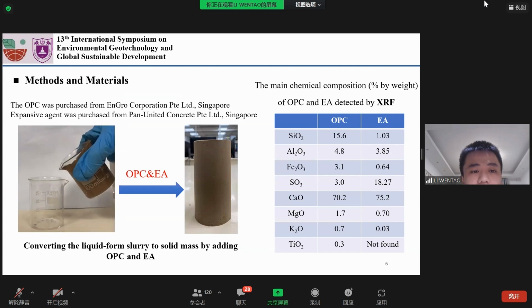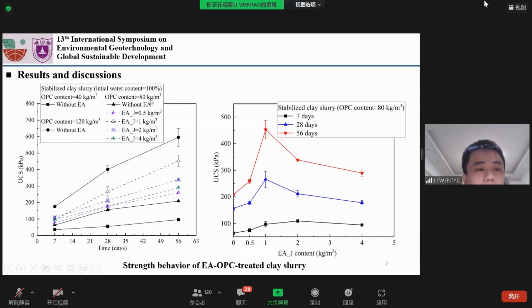So what is the strength behavior? The picture on the left shows the unconfined compressive strength of the stabilized clay slurry with curing age. When the OPC content is relatively low, for example 40 kilograms per cubic meter, its strength was relatively low even after 56 days of curing. The strength of the stabilized clay slurry also increases with the curing age as well as with the binder content.